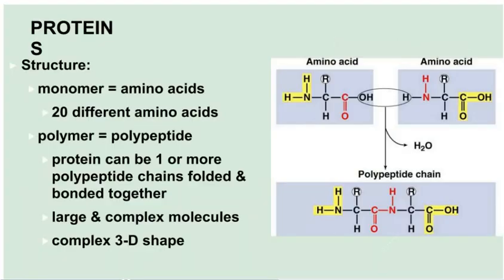Now, protein. You know the protein structure, monomer, amino acid, 20 different amino acids, polymer, polypeptide. Protein can be one or more polypeptide chains folded and bonded together. Large and complex molecule, complex 3D shape. You can see the one amino acid, another amino acid forming polypeptide chain.